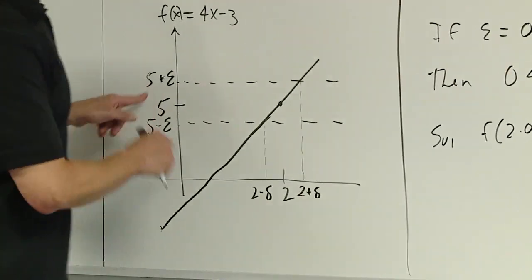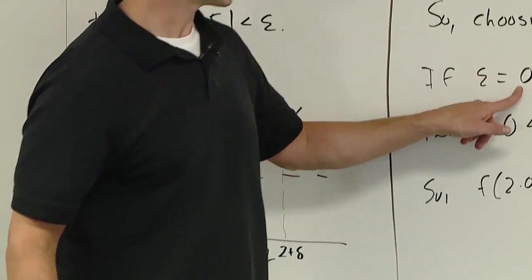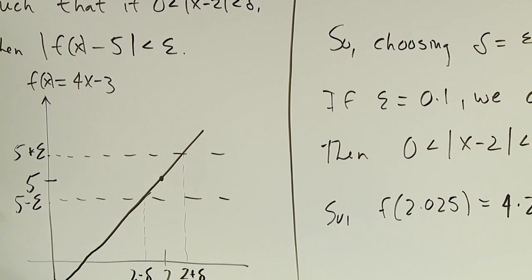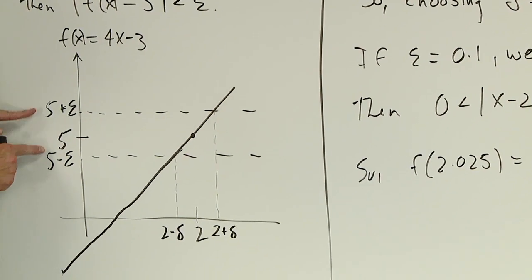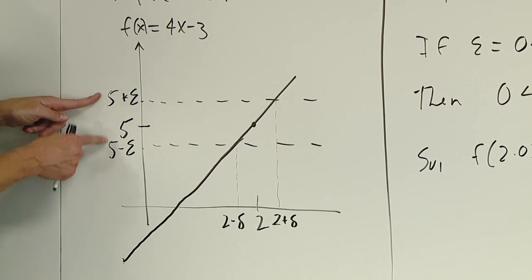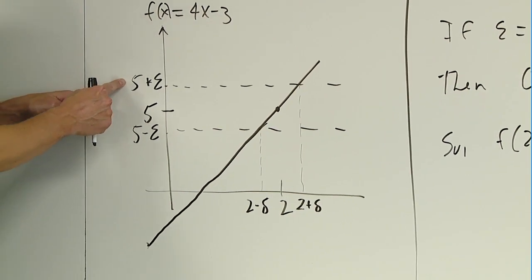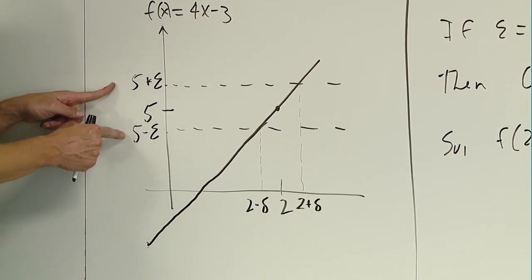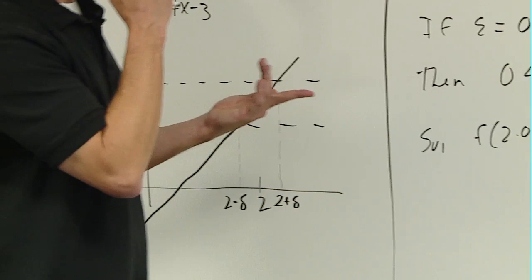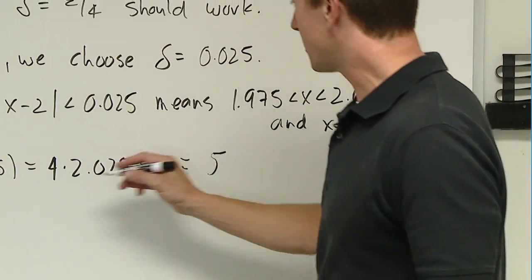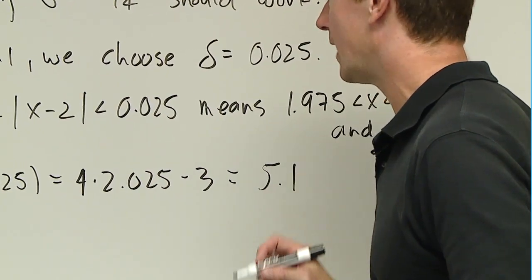The epsilon that we were given as an example was 0.1, right? So he's asking us, the person on the street, if epsilon is 0.1, we're supposed to stay below 5.1 and above 4.9. And so you can actually confirm that when you plug this in, you will in fact get 5.1.